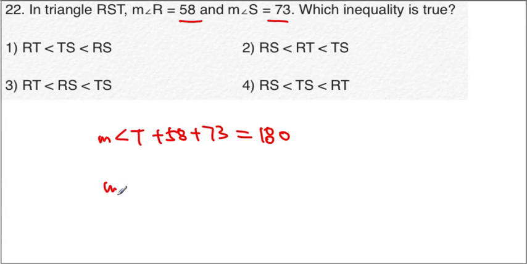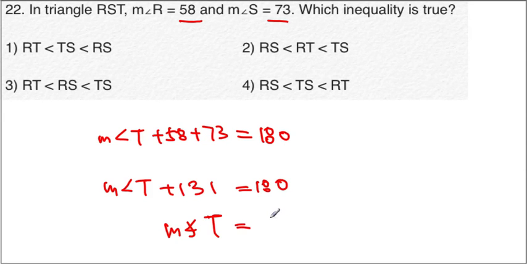Now that's equal to measure of angle T plus 131 has to be equal to 180. By subtracting 131 from each side, measure of angle T will be in fact equal to 49 degrees. That means that's the smallest angle.